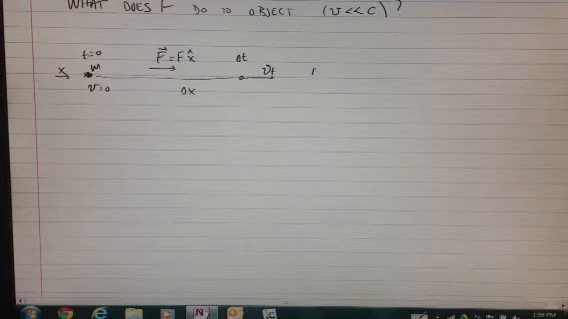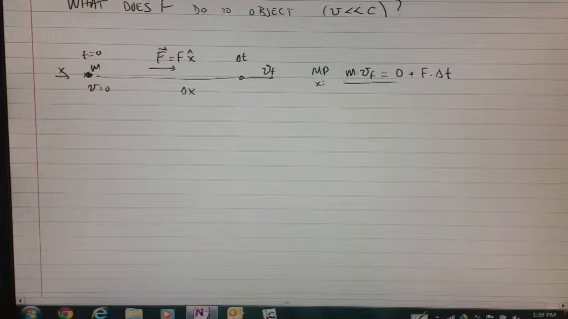The momentum principle will tell us everything we need to know about what happened to the momentum. So m times v final, let's just look at this in the x components, m times v final is equal to the initial momentum, which is 0, plus F times delta t. So I know what the final velocity is. Good. Let me make a notation of that: the final velocity is equal to F delta t divided by m.